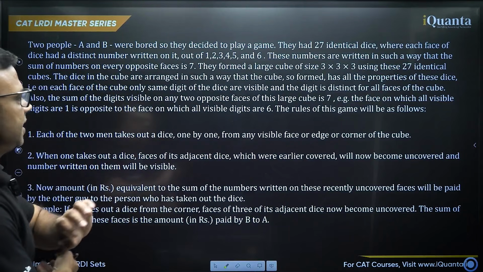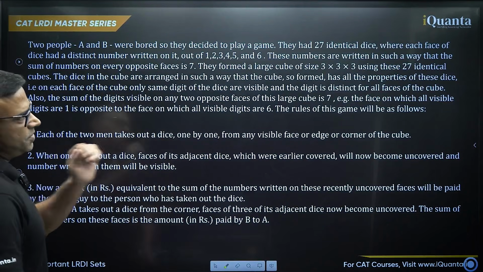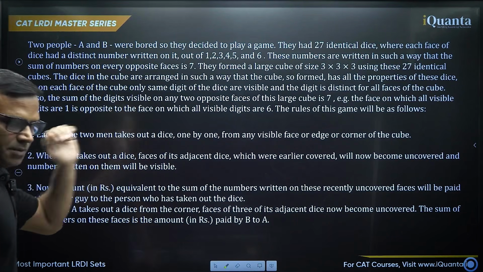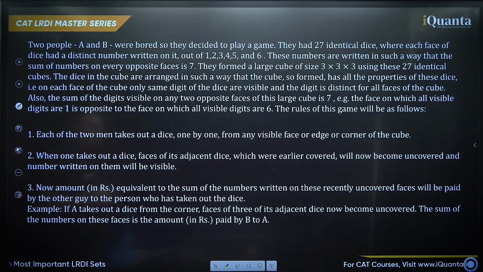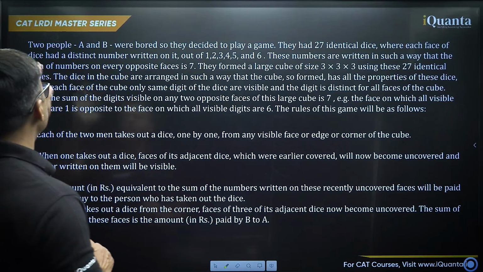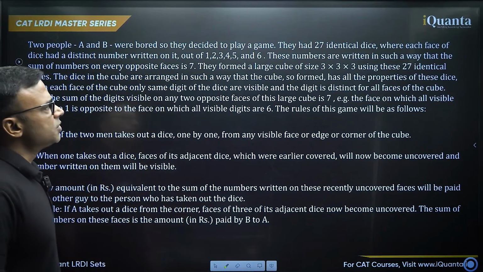Now this one is a little tricky question from cubes. First, pause the video, read the entire question carefully as we always do, then unpause it and come back. So it says two people A and B were bored, so they decided to play a game.